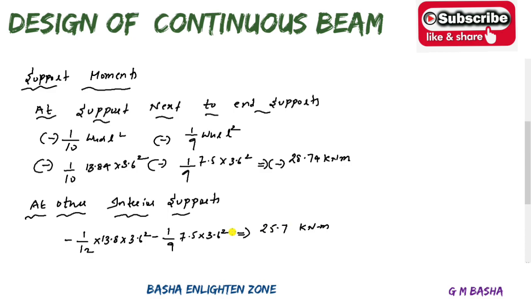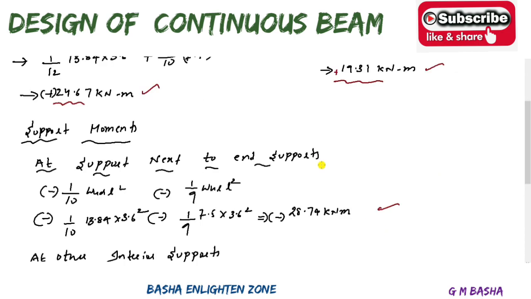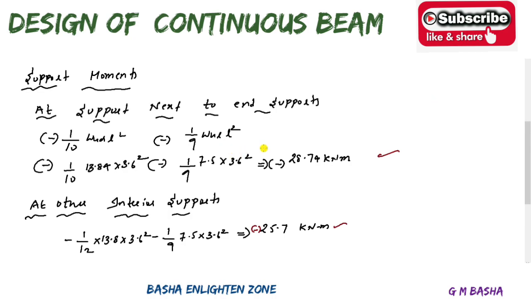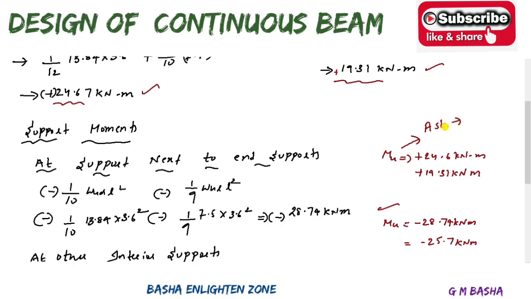If you observe here, you will get negative moments, one will be 28.74, another one will be 25.7, and positive moments, one will be 24.6 and another will be 19.31. So there will be four moments on a beam. Positive moments will be 24.6 kilonewton meter and another one will be 19.31 kilonewton meter at the span moments, and at the support moments one will be minus 28.74 kilonewton meter and another one will be minus 25.7 kilonewton meter. So generally, the procedure is that for each and every moment you have to find out the area of the steel and provide the area of the reinforcement for that particular moment.